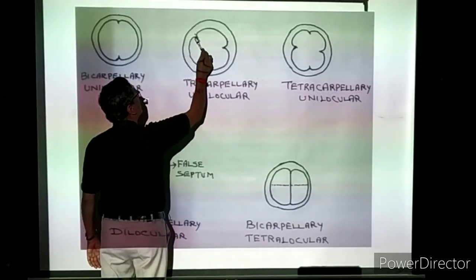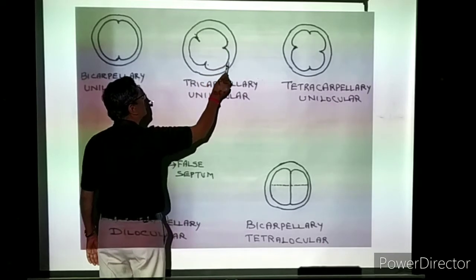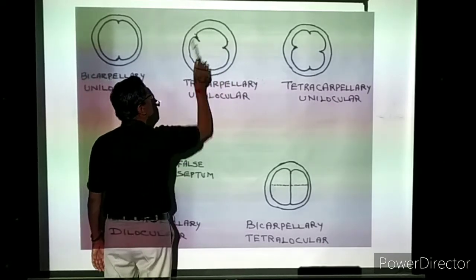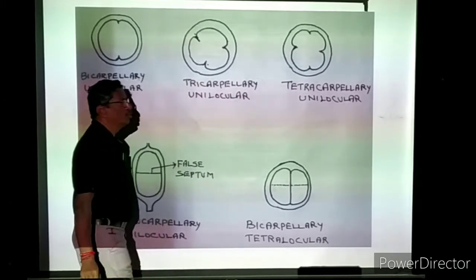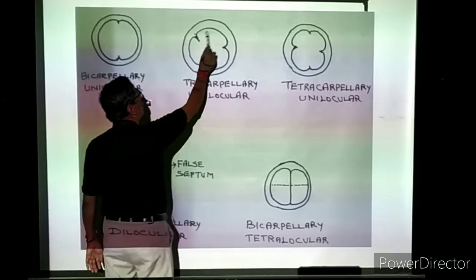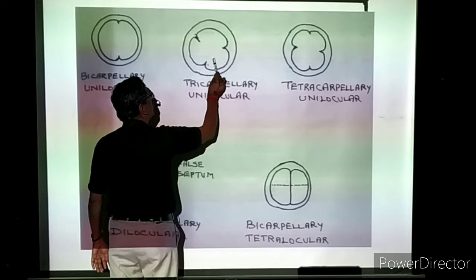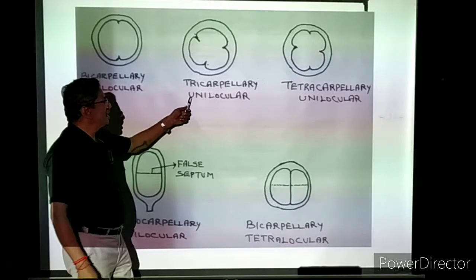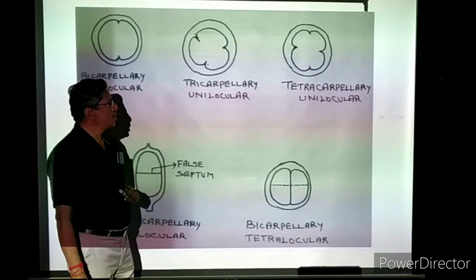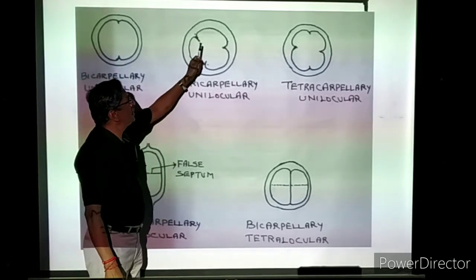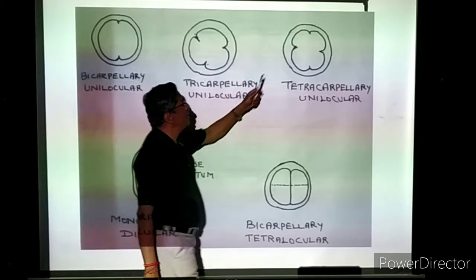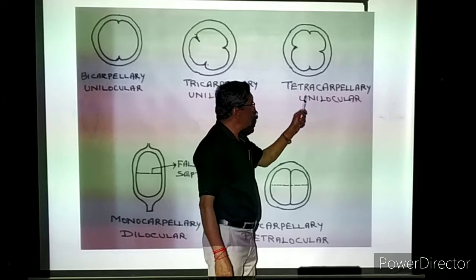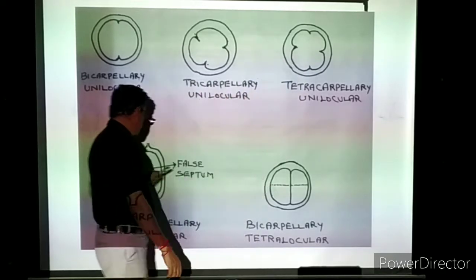You come to this one, the cross section of the ovary. This is one carpel, this is the second carpel, the third carpel. Margin to margin, they are fused. So since three carpels are present, it is called a tricarpellary ovary. But all three carpels joined together enclose only one large cavity. This large cavity is called unilocular, a single locule. So tricarpellary unilocular ovary. Similarly, tetracarpellary unilocular ovary. So everything will be ending with unilocular.